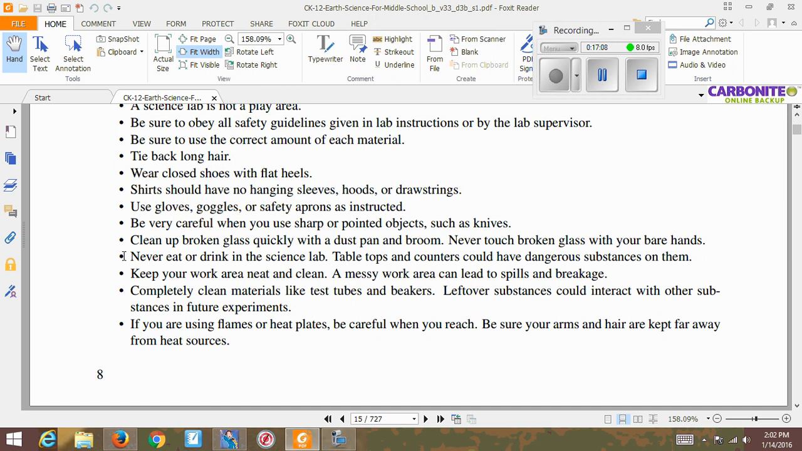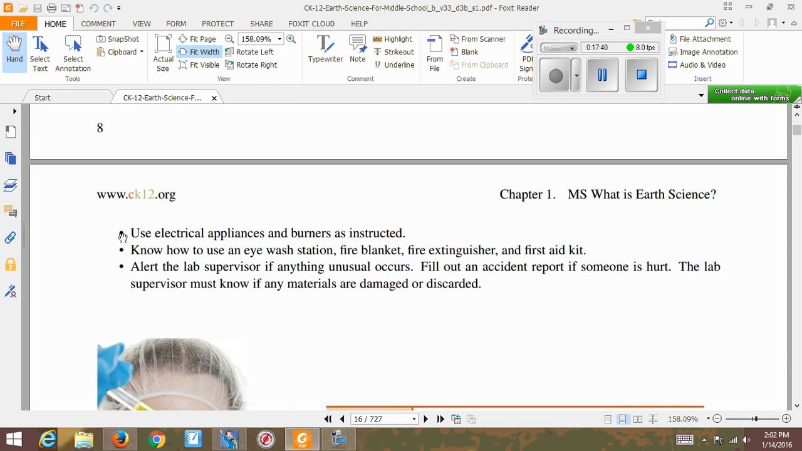If you are using flames or heat plates, be careful when you reach. Be sure your arms and hair are kept away from heat sources. Use electrical appliances and burners as instructed. Know how to use an eye wash station, fire blanket, fire extinguisher, and first aid kit. Alert the lab supervisor if anything unusual occurs. Fill out an accident report if someone is hurt. The lab supervisor must know if any materials are damaged or discarded.